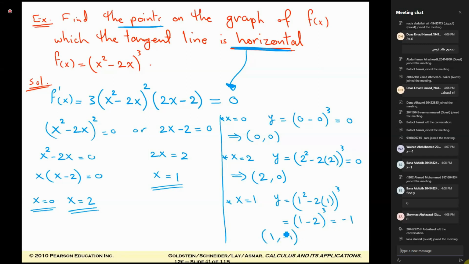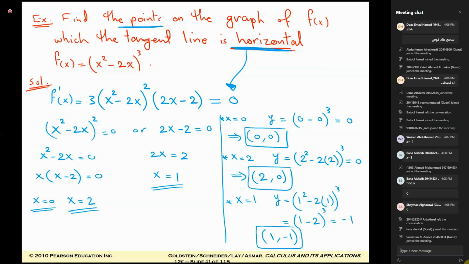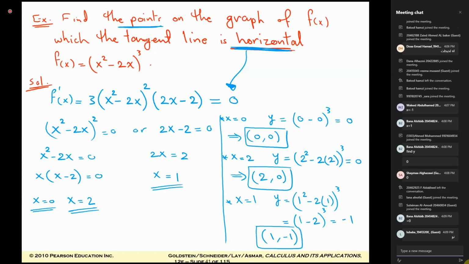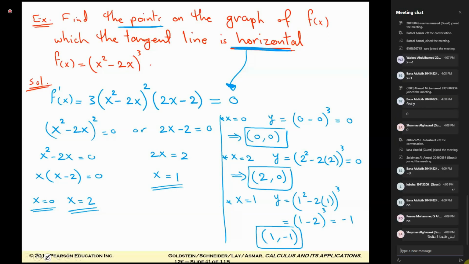At these points, the tangent lines are horizontal. Okay? Any question?